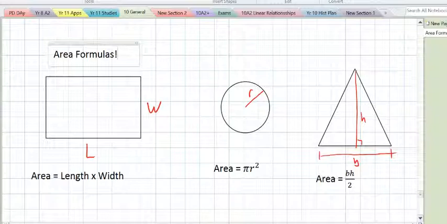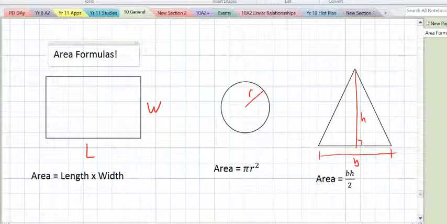Could you do base times height with that? Could you put that down as well with the rectangle, base times height? Yes, base times height, length times width. You can do either way. And remember, with a circle you're not using the diameter. You have to use the radius. And how do you go from diameter to radius?